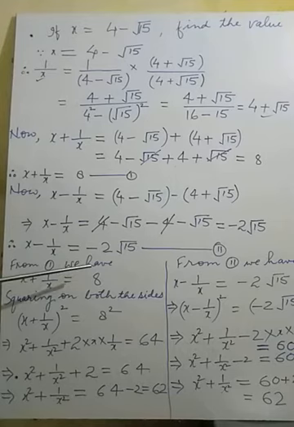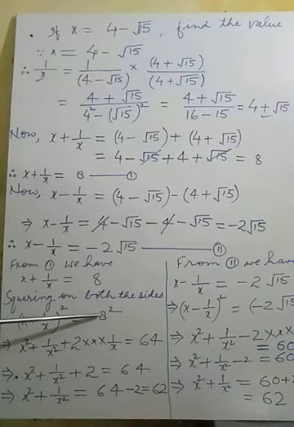Now how many sides are there? You may observe here. This one is the left hand side and this one is the right hand side. Squaring on both the sides, left hand side as well as right hand side. If you are going to square the equation, it will be the square of the left hand side as well as the square of the right hand side. So the square of the left hand side is x plus 1 upon x to the power 2, and the square of the right hand side is 8 to the power 2.